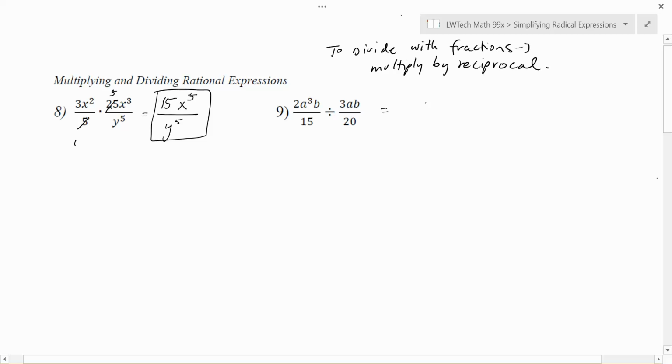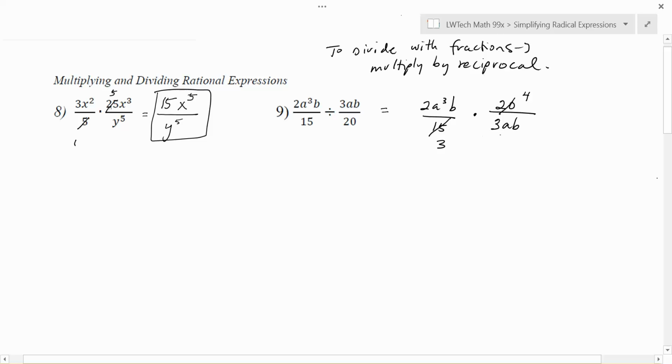So for example, here in problem 9, that 2a to the third b over 15 stays. The division changes to multiplication, and then we're going to find the reciprocal of that second fraction by flipping it over. Now I have this expression that I want to multiply. Again, you can multiply across the top and the bottom and simplify, but life's a lot easier if you can find any common factors to simplify along the way. In this example, I noticed that 5 will go into both 15 and 20, so I can use that to reduce down. 5 goes into 15 3 times, and 5 goes into 20 4 times.